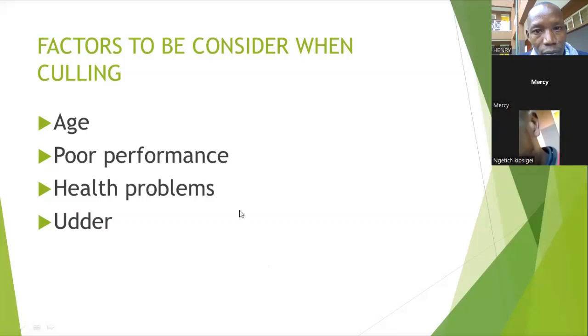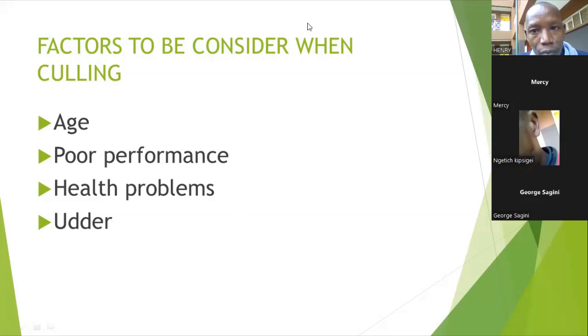Can I try? Yes. About the udder, you have to consider the appropriate udder size of the animal. For example, if the animal has a small udder, that means that the potential of that animal to produce more milk is limited, and therefore you need to cull it. That is it. Then other factors, you go and look at research on those other factors to be considered when culling dairy animals.